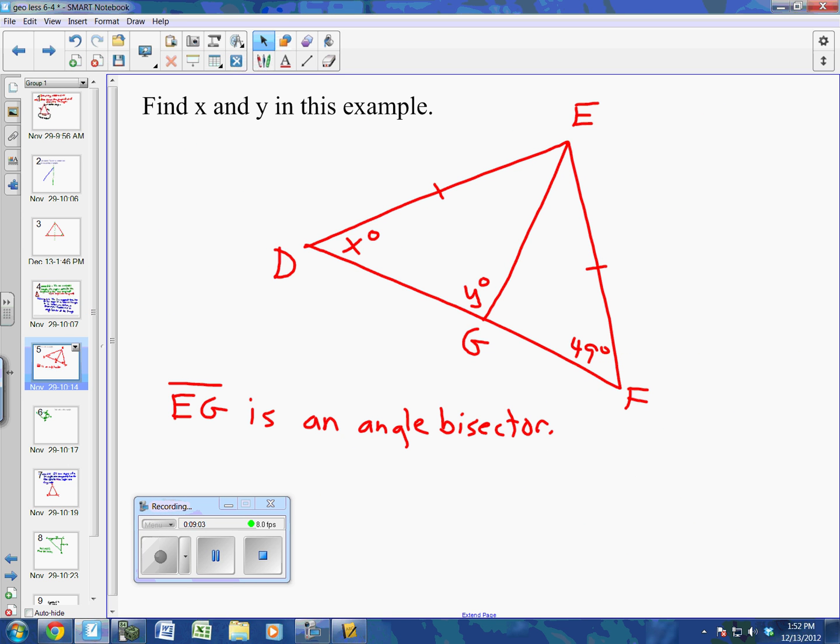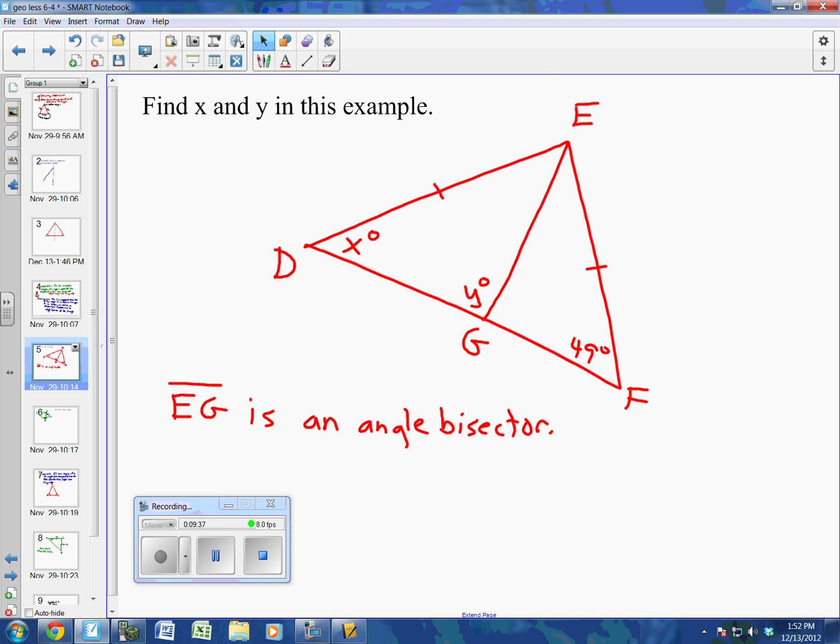Okay, we're going to do a couple of examples, and I'll give you a few minutes to do part of this assignment. Find x and y in this example. Notice what it says about EG. What is EG? It's an angle bisector. Also notice that there are two congruent marks on this. So what kind of triangle is the big triangle? It's an isosceles. You can see that this is congruent to this. So triangle DEF is an isosceles triangle.